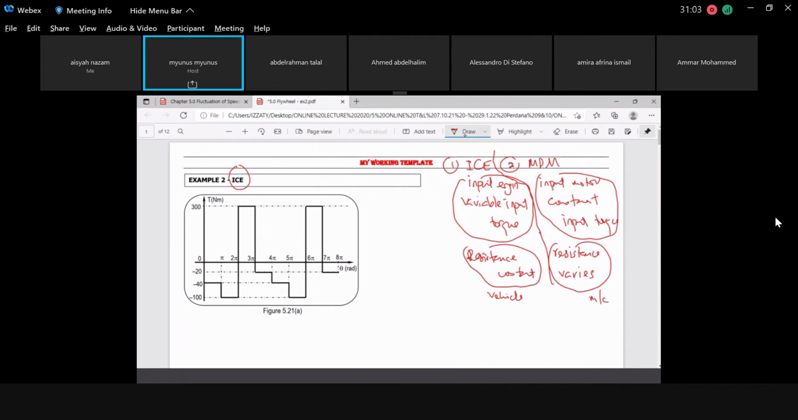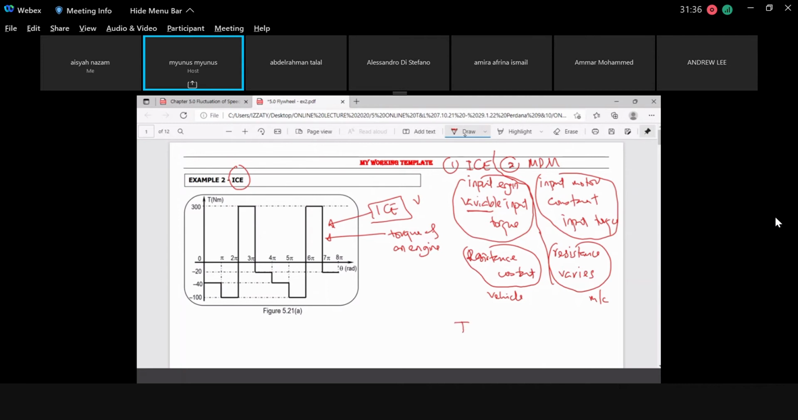So if you read the equation back, you find that the presented graph here comes from the internal combustion engine. The given graph is basically represented by the torque of an engine, because it keeps varying. So where will the resistance torque be? It is not provided here.